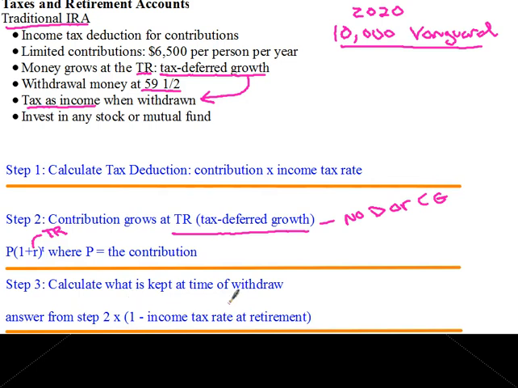Keep in mind that when we withdraw the money, we're going to have to pay income taxes on that money. So we're going to take the answer from step 2, and multiply that by 1 minus the income tax rate at retirement. Okay, so let's get to an example, then that'll help you understand what I'm talking about.